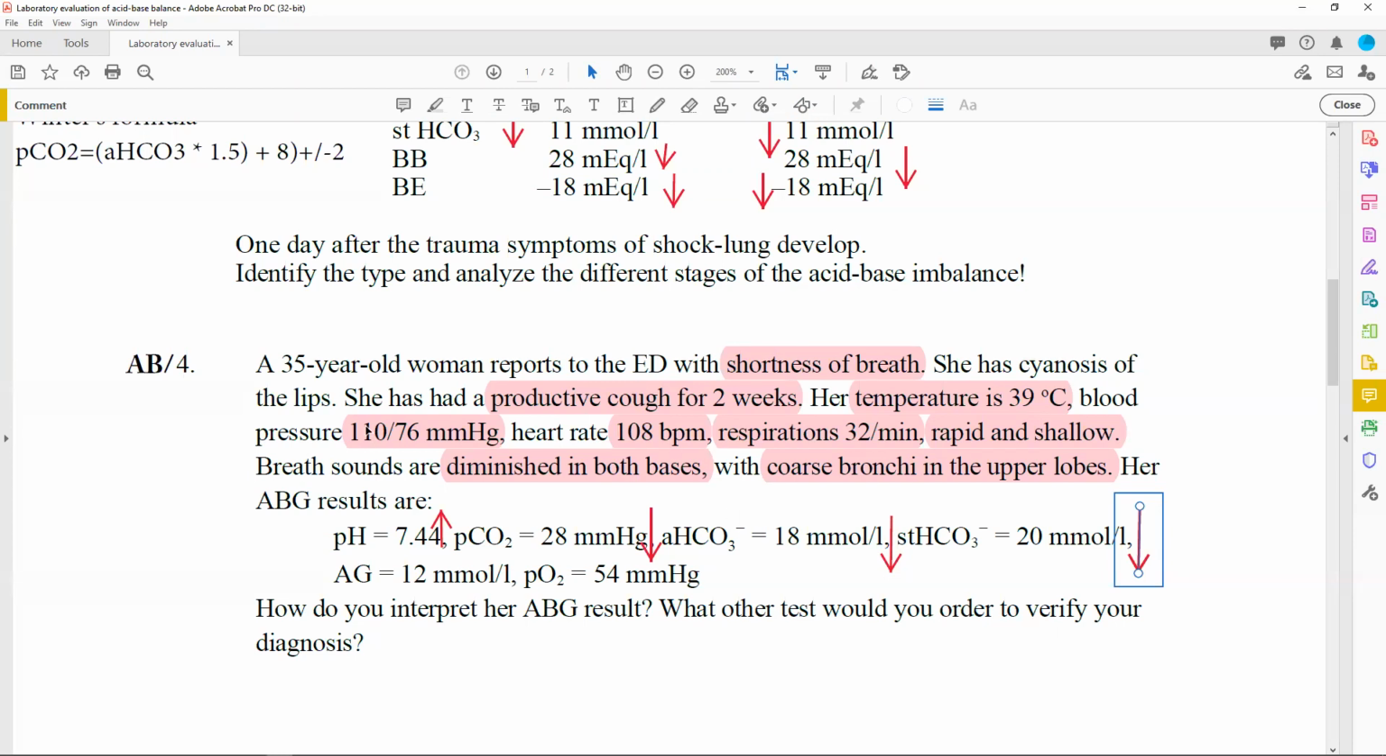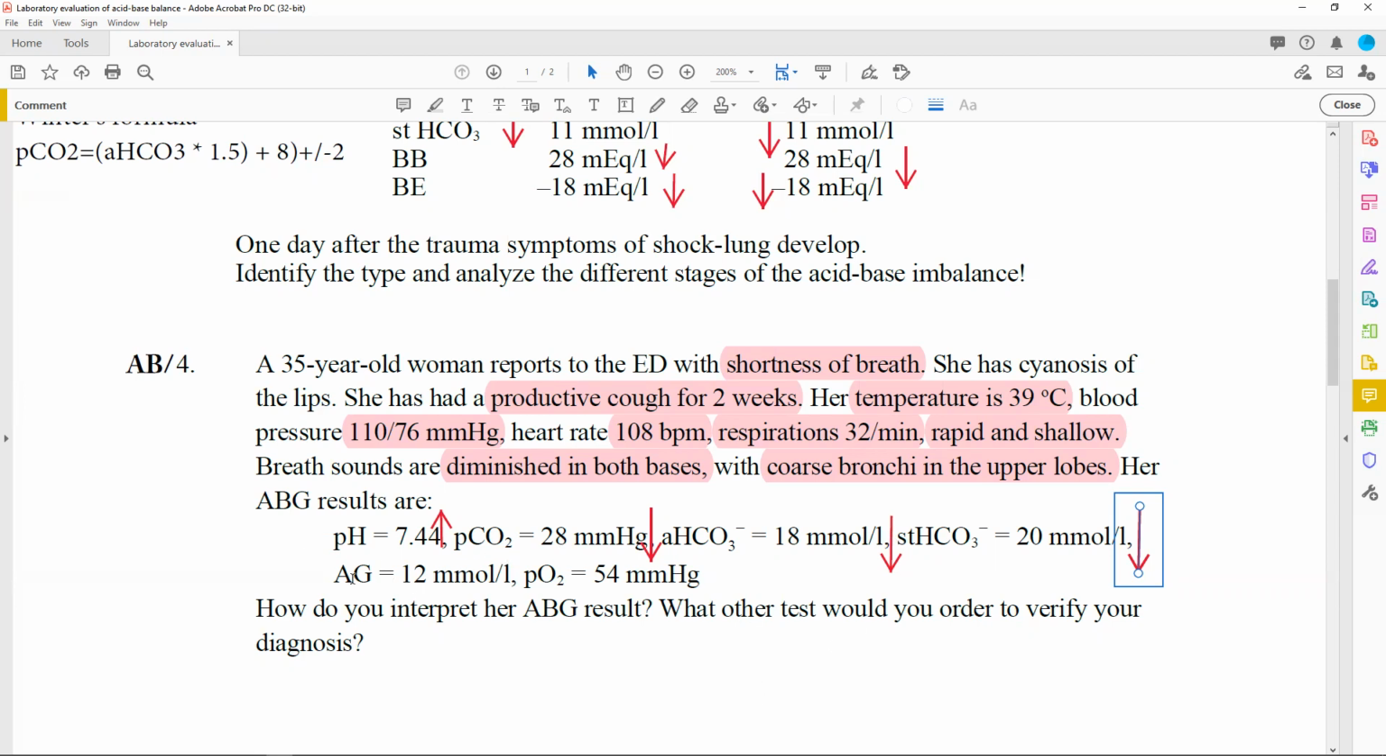All right. And because this patient has had productive coughing for 2 weeks, there is a chance that the kidney will compensate, because it takes about 3 to 5 days to compensate maximally. So we have a situation where the patient had some reason for hyperventilation, a respiratory alkalosis that shifted the pH. However, the kidney started to compensate, so the kidney produced a metabolic acidosis to compensate that alkalemia.